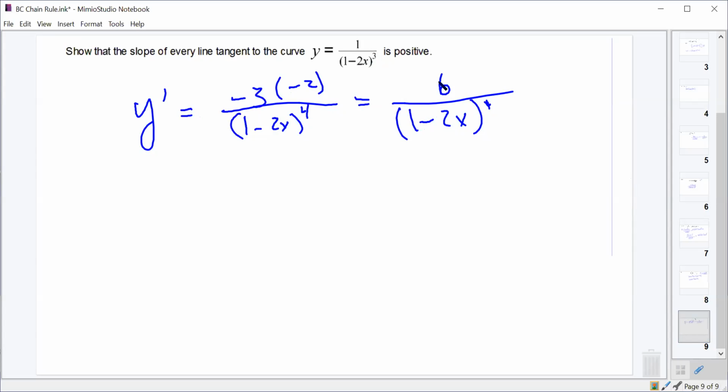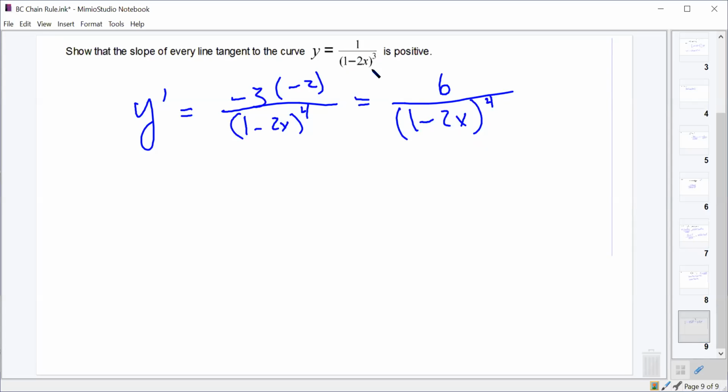And we know that 6 is always positive, and we know that anything being raised to the 4th power is always positive unless that thing is 0. And if this thing was 0, then we wouldn't have a point on our original function, because if 1 minus 2x makes the derivative equal to 0, it's also going to make the original function equal to 0 in the denominator there. Any questions or issues with that?